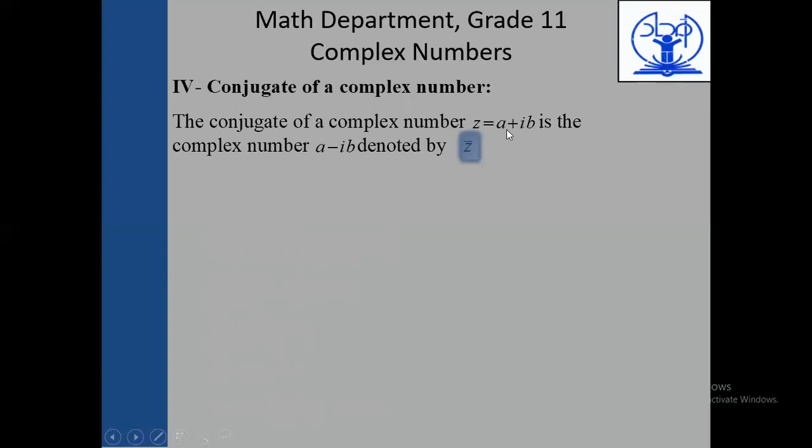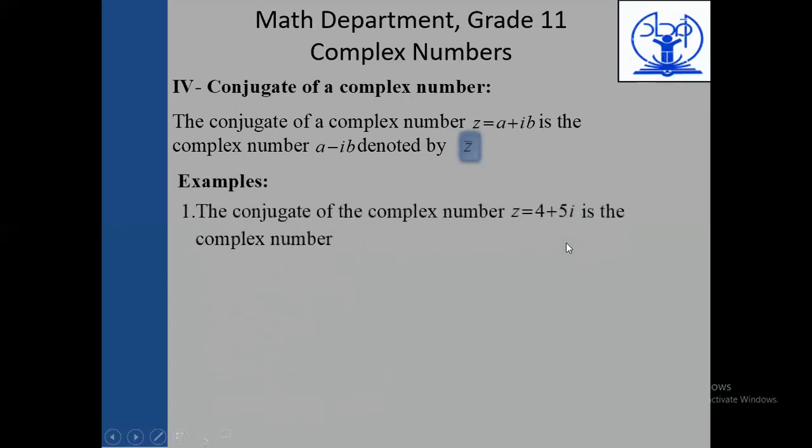If z is a plus ib, you simply go to a minus ib. So you keep the real part as it is, but you take the opposite of the imaginary part. So, for example, what is the conjugate of the complex number z equals 4 plus 5i? It will be the complex number z bar equals 4 minus 5i.